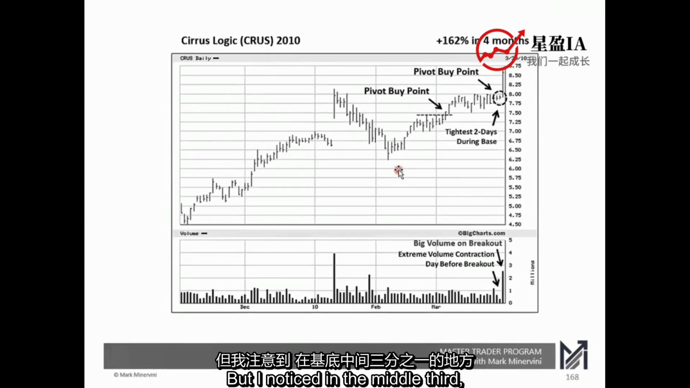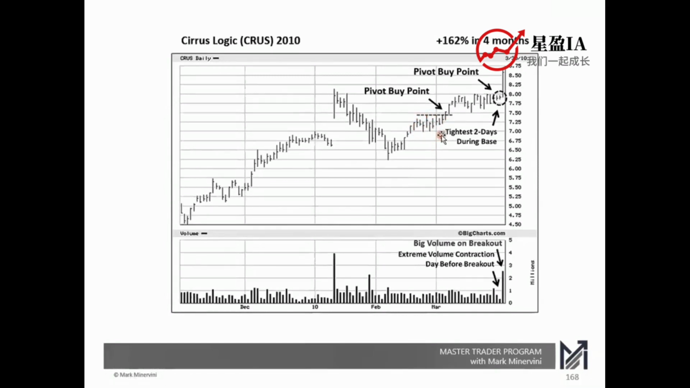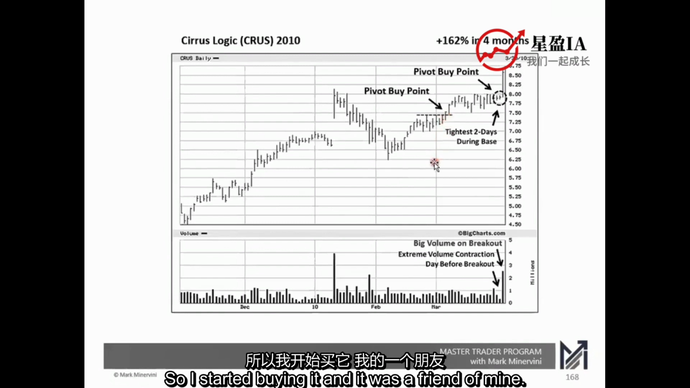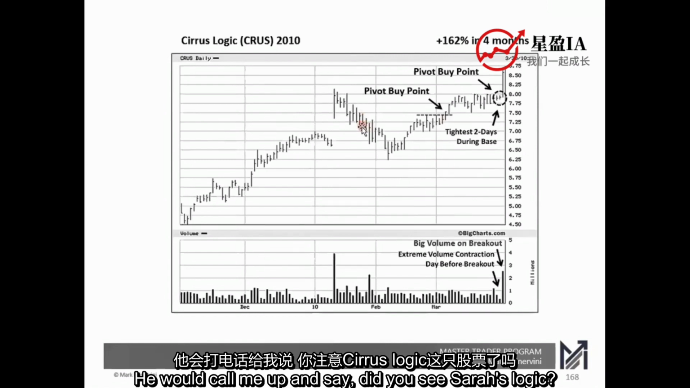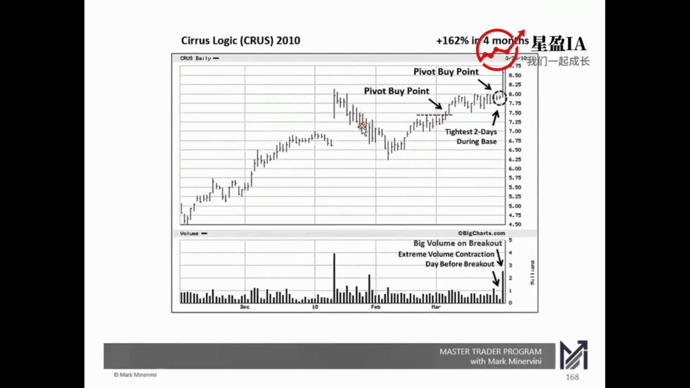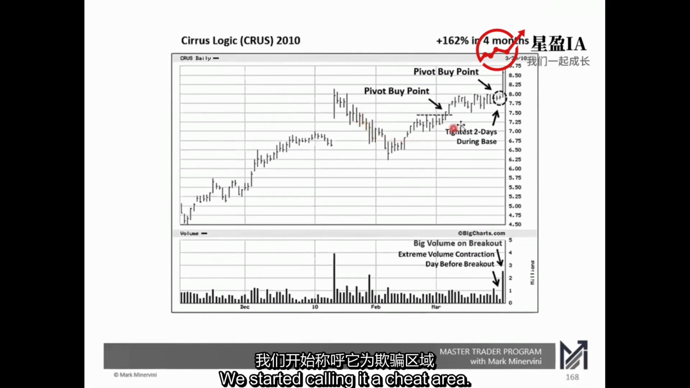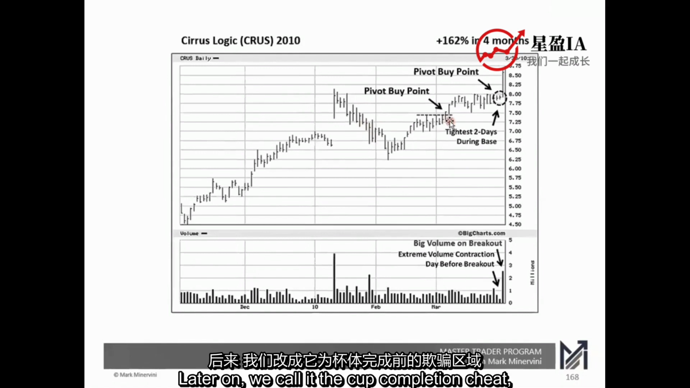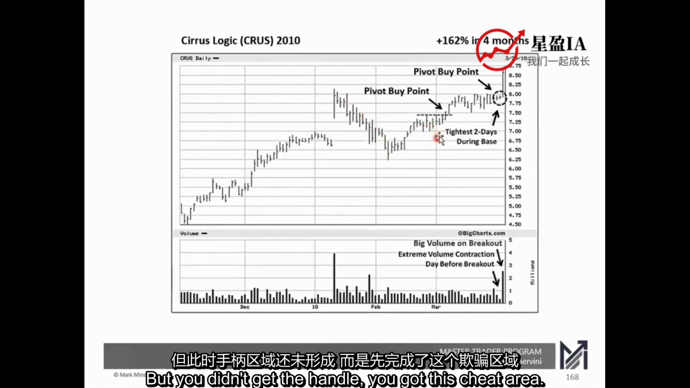But I noticed in the middle third there was this little confluence area that appeared to be a nice little buy point. So I started buying it, and it was a friend of mine. We used to talk all the time on the phone. He was a trader, and he would call me up and say, "Hey, did you see Cirrus Logic and it's starting to set up?" And I'd say, "Yeah, actually, I already bought it. I cheated." So we started calling it a cheat area. Later on, we called it the cup completion cheat, meaning that the cup portion of the cup with handle had completed, but you didn't get the handle.